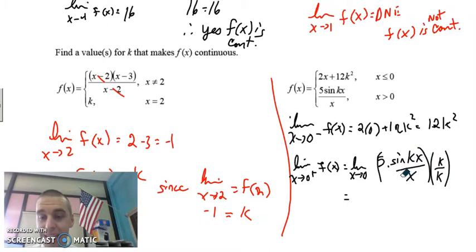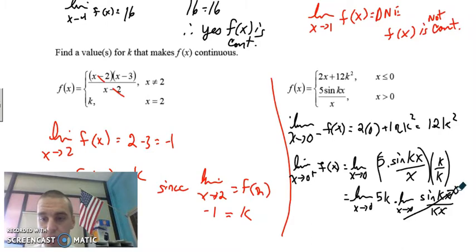So we need to multiply by k over k. Why? We have kx here. We need to get the kx in the denominator. This k can come out here. So we're going to get the limit as x approaches 0 of 5k multiplied by the limit as x approaches 0 of sine kx over kx. And we know that that all goes to 1. Not 0, but 1. And then we have the limit as x approaches 0 of 5k. Well, x going to 0 is not k going to 0. So that is just going to equal 5k.